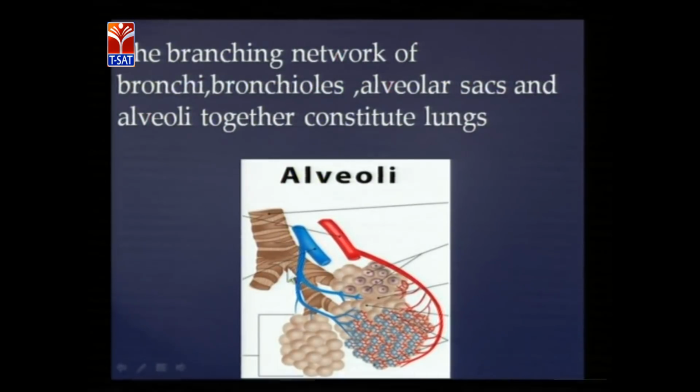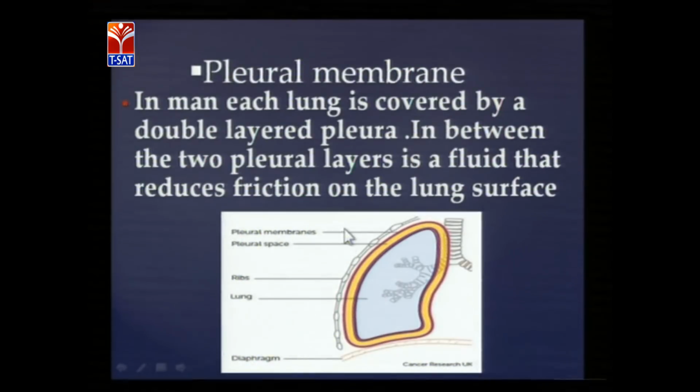This is the structure of alveoli. These are the alveolar sacs and this is a single alveolus. Pleural membrane. In man, each lung is covered by a double-layered membrane, that is a pleura. In between, this is a pleural layer. Between each pleural layer is a fluid. This fluid reduces the friction on the lung surface.